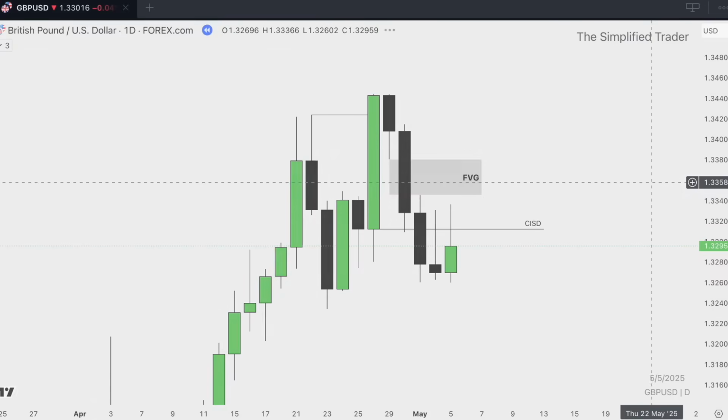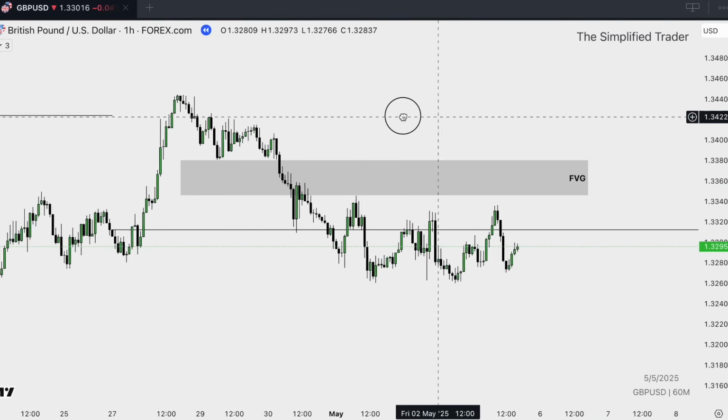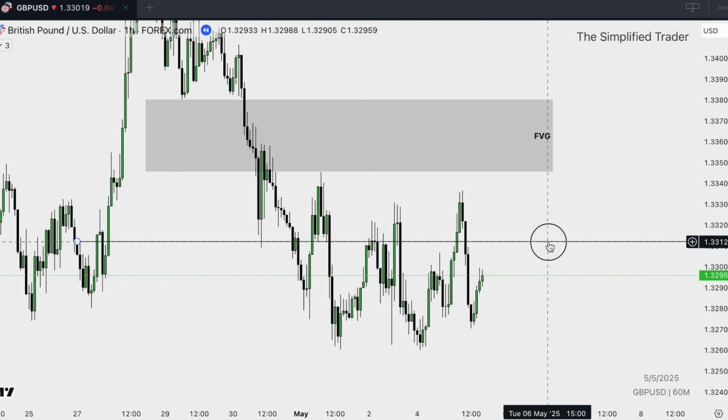Now from the daily, I dropped to the 1 hour time frame. And here on the 1 hour time frame, I can break it down a little bit more.